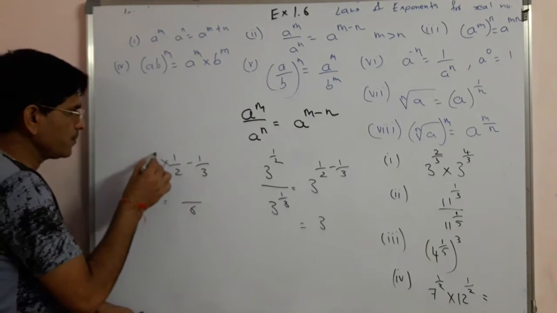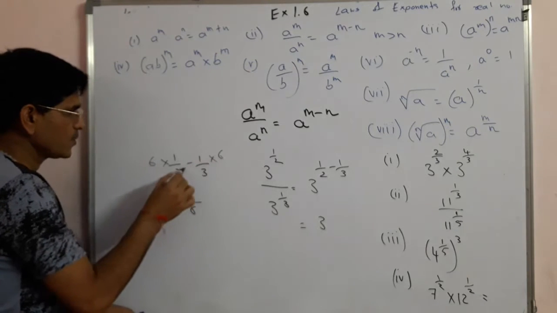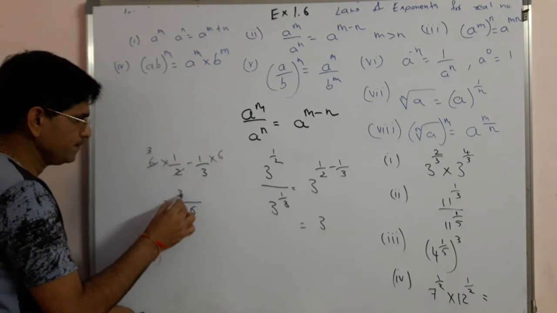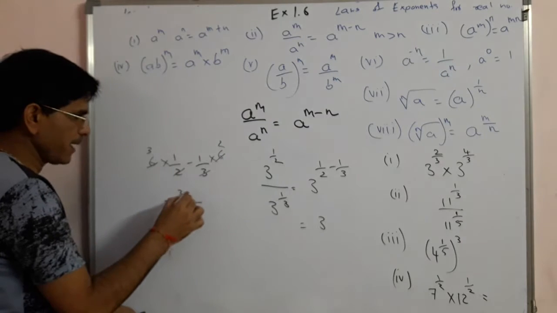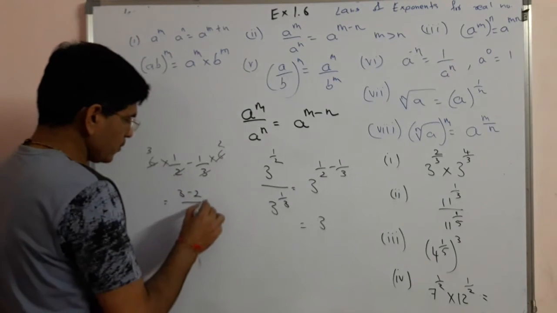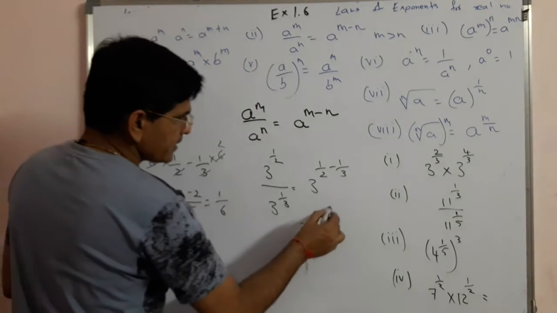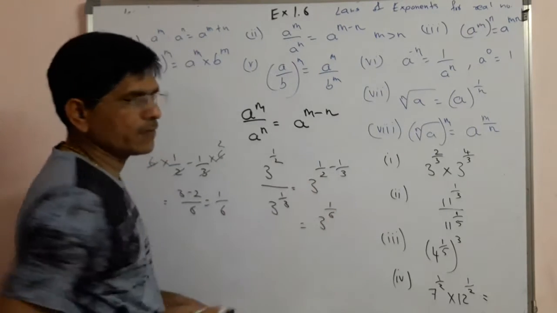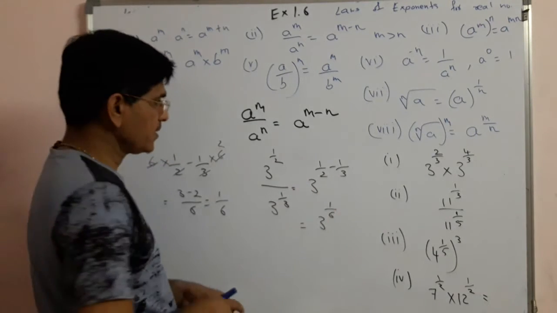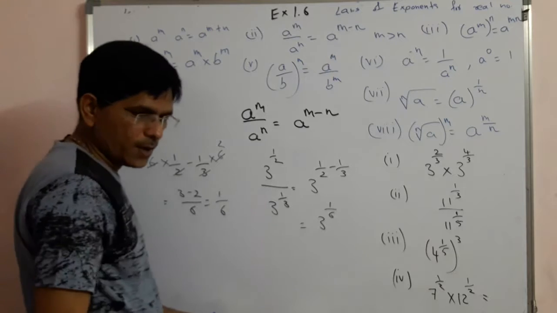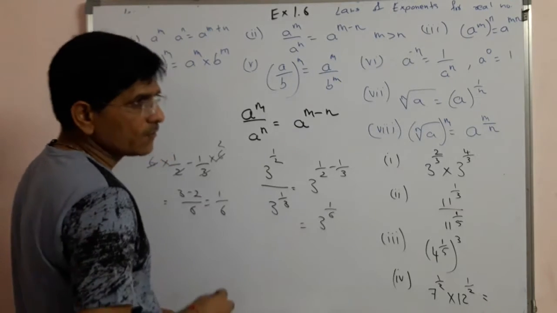Now multiply each term by the LCM. So 2 into 3, that is 3. 3 into 2, that is minus 2. So I have to write 1 by 6. So I have to write 3 to the power 1 by 6. Such type of sum you must know because it will be helpful further.